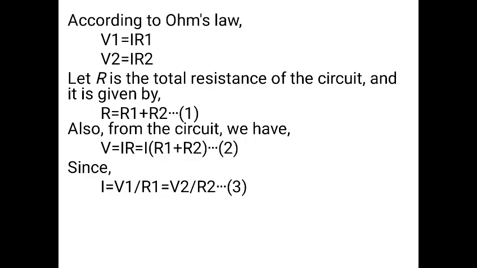According to Ohm's law, we shall write V1 is equal to I into R1 and V2 is equal to I into R2. Let R be the total resistance of the circuit and it is given as R is equal to R1 plus R2. Also from the circuit, substituting that, we get V is equal to I into R which is equal to I into R1 plus R2. Since I is equal to V1 by R1 and also equal to V2 by R2.